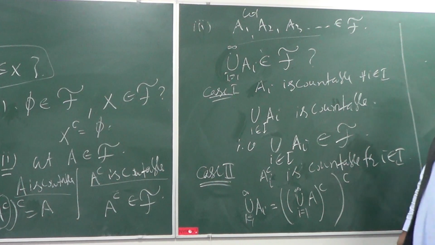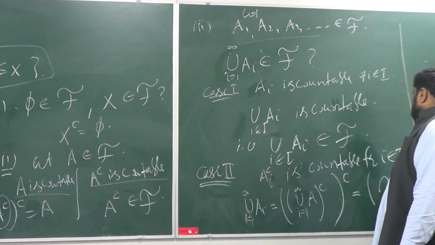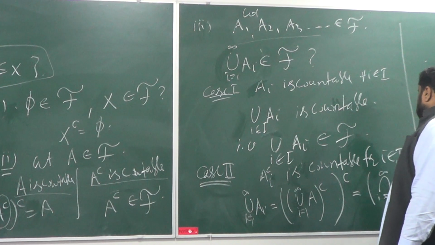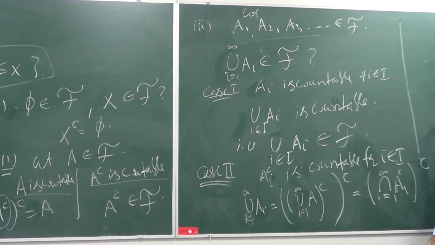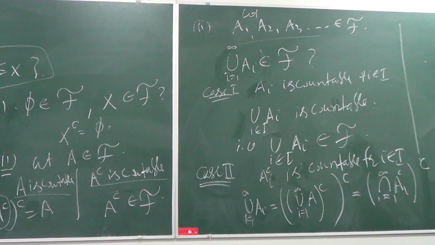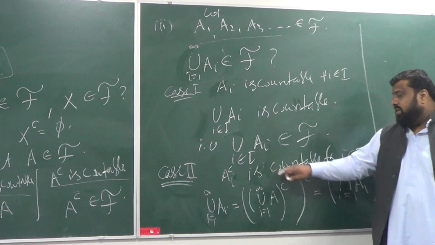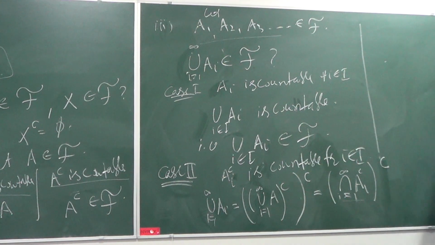Alright, what will happen? So you're going to get the intersection over i from 1 to infinity of A_i complement, everything complemented. And now, think about it. If all these are countable, then their intersection is also countable.